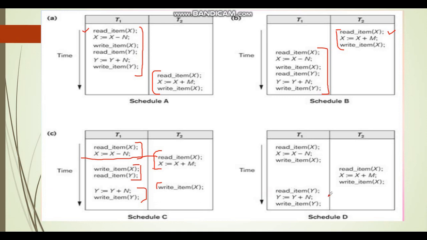Non-serial schedule. Likewise here also you can see in schedule D, T1 started, but T2 started before T1 completes. So again, these are executing in an interleaved manner. Here you can see T1 and T2 are working in an interleaved fashion. So this is the concept of serial schedule and non-serial schedule.